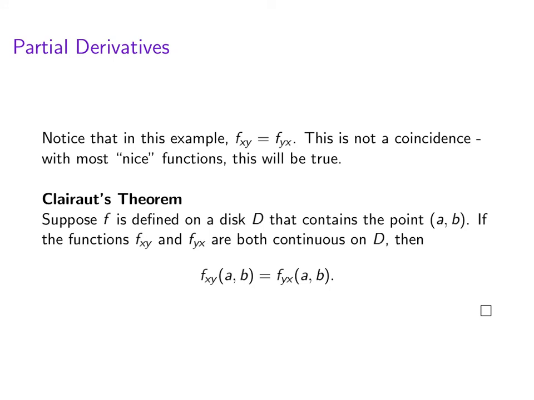That's a consequence of something called Clairaut's theorem, which says that if you have a function that's defined on a disk that contains some point, and the mixed partial derivatives fxy and fyx are both continuous, then they will be the same. fxy at (a, b) will equal fyx at (a, b). And you can just take it as a given for this class that just about every time you have nice functions, it won't matter which order you compute the partial derivatives, so compute them in the order that you think is most convenient. Okay, that's all for now.